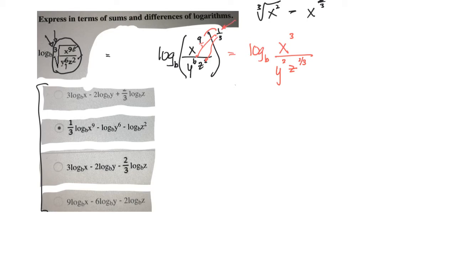So now I can start breaking things up using the sum and differences. So let's use the difference identity. There's a quotient there, so I'm going to take the log of the numerator and subtract the log of the denominator, y squared z to the 2/3. Now on the first one, this one here, I can use the power rule to bring the 3 out front. So I'll have log base b of x.